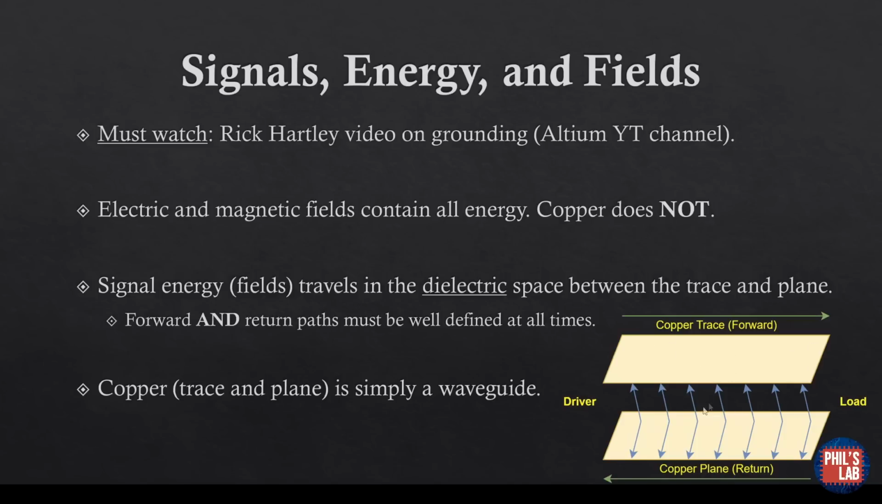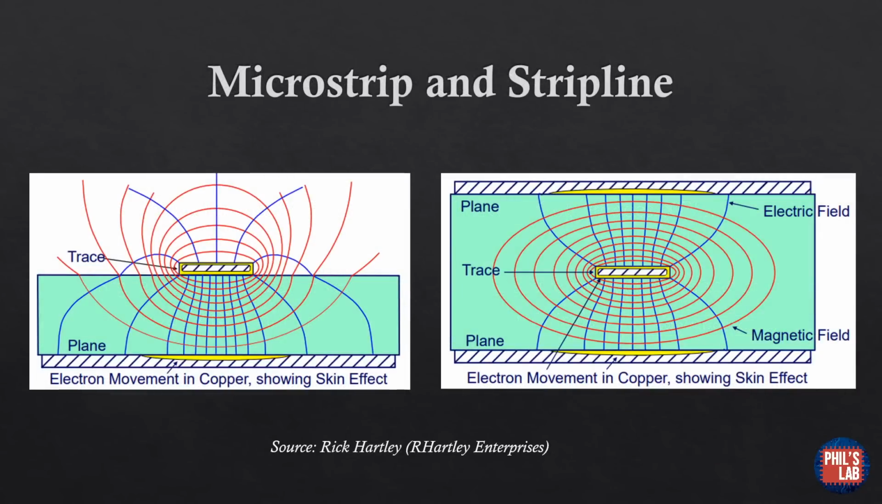The forward and return paths, so the planes or traces, must be well defined at all times to maintain proper signal integrity and EMI. In essence, the copper, consisting of the forward and return paths, is simply a waveguide for the fields. Here's a nice illustration of the electric and magnetic fields as seen for microstrip and stripline, and these images are courtesy of Rick Hartley.